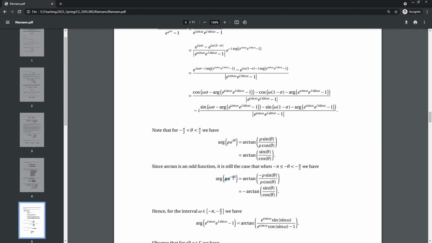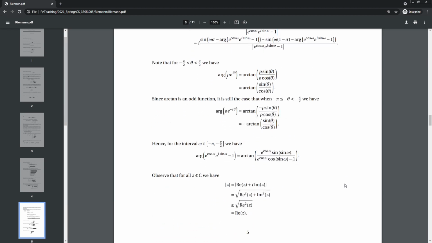So this is cosine of theta, rho times cosine of theta, minus rho times sine of theta. So the imaginary part becomes negative rho sine theta. The real part is still rho cosine theta. And then this passes through. So you get the negative angle, which is correct. You would want the negative angle if you negated the angle.